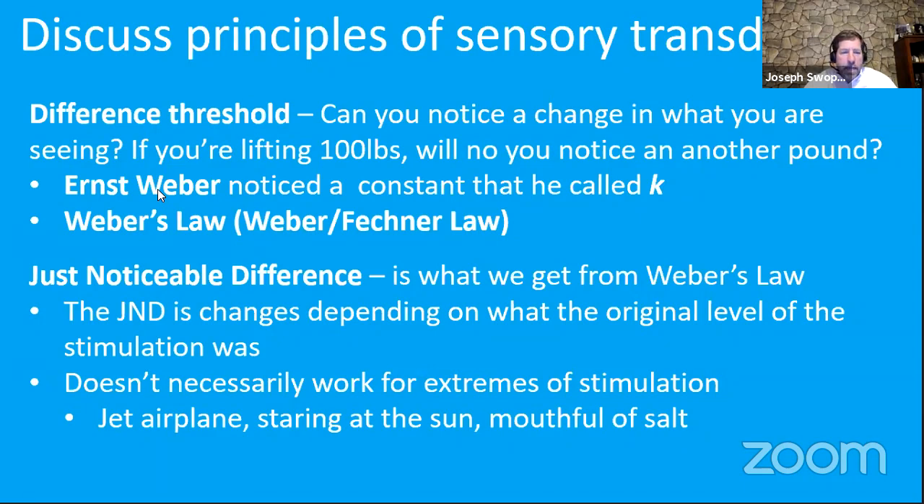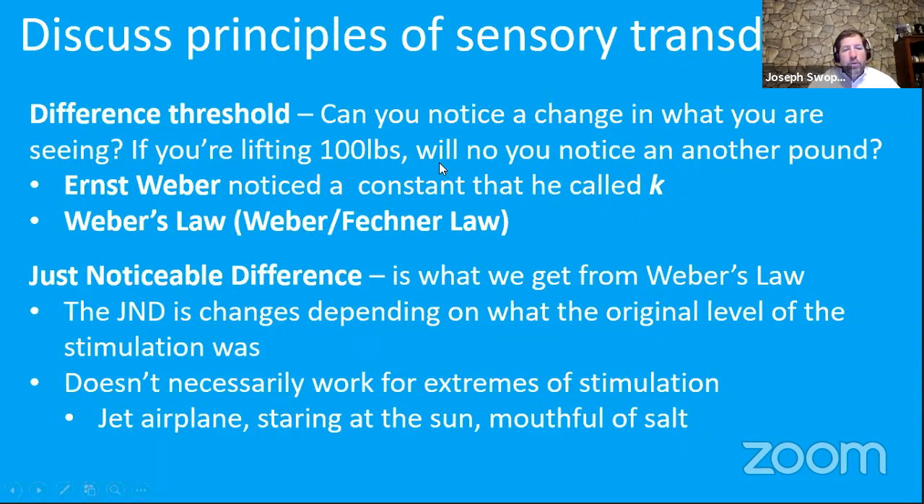Ernst Weber, okay, and remember we pronounce it Wilhelm Wundt, and Ernst Weber. These early psychologists came from the early 1800s. They were psychophysicists and took some of their work and transitioned into psychology. So Weber noticed a constant that he called K. And in lifting weights, it's about 2%. 2% is what you could notice. So if you're lifting 100 pounds and someone puts an extra pound on the barbell, you probably won't notice. If you're lifting 100 pounds and someone puts on 2 or 3, you might notice. This is called Weber's law, or the Weber-Fechner law, which is related to the just noticeable difference.